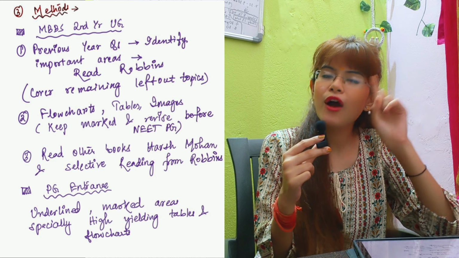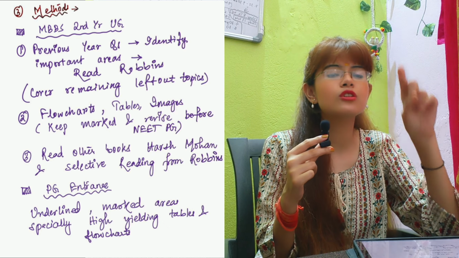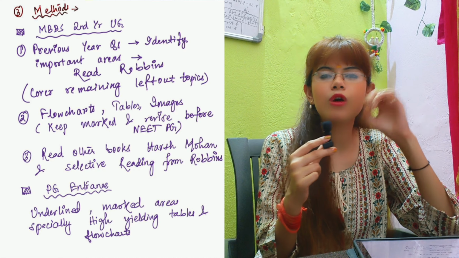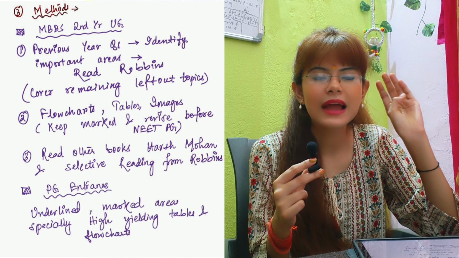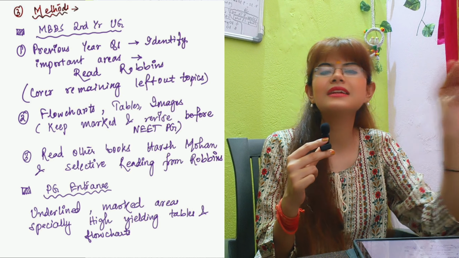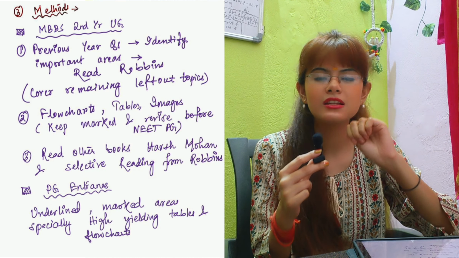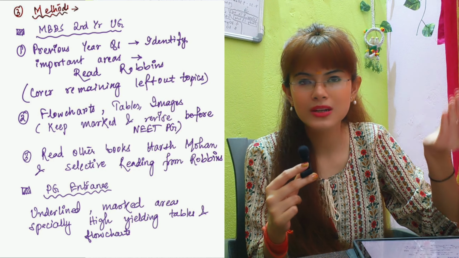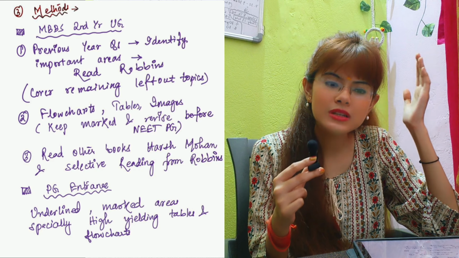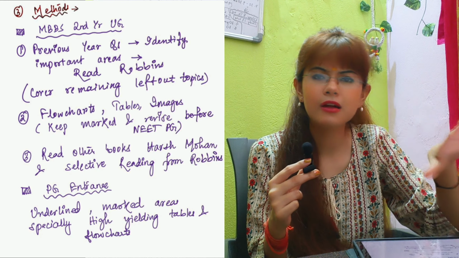only. Even if you have not marked it previously, even if you have not read it previously, you can just open the Robbins and go through the images, flowcharts and tables of Robbins, and not go through the text. This is what you can do if you are a NEET PG or any kind of postgraduate entrance examination going student. You can just go through Robbins in this way. It will not take much time.